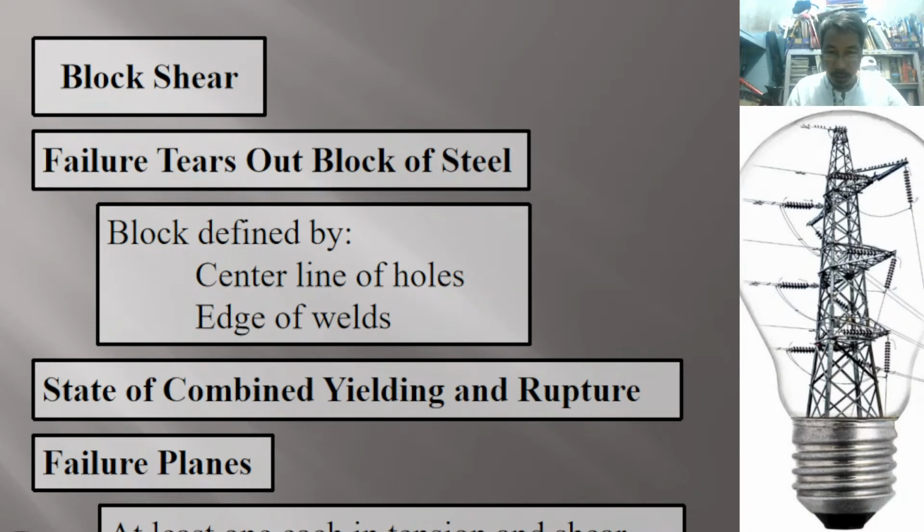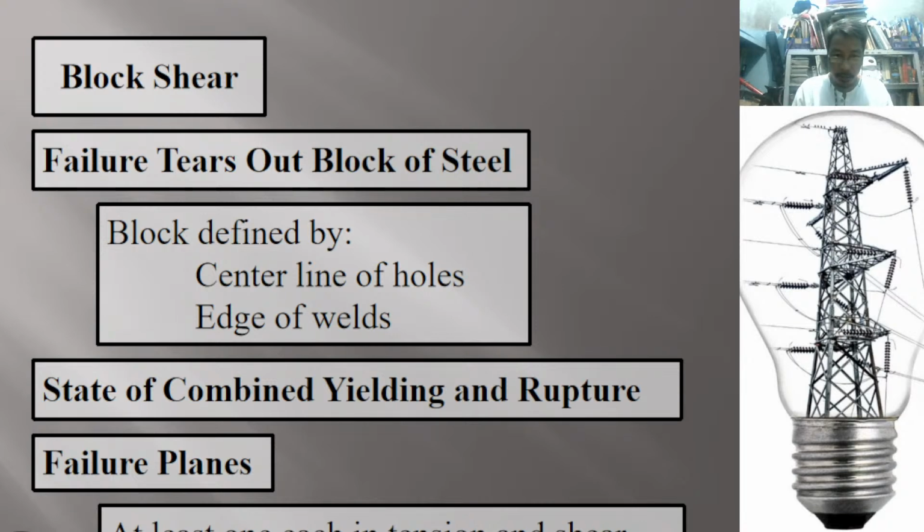So what we are really talking about is the weakest link principle. Okay? The state of combined yielding and rupture. This is a combination of yielding and rupture into one, and we call it simply block shear. So that's why this is the third topic. We talk about first yielding, second rupture. Now we have this block shear.